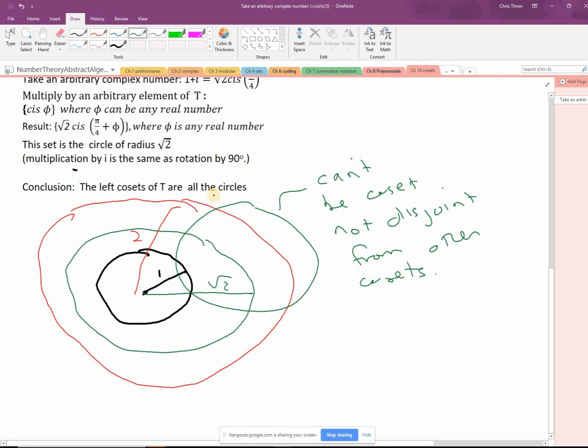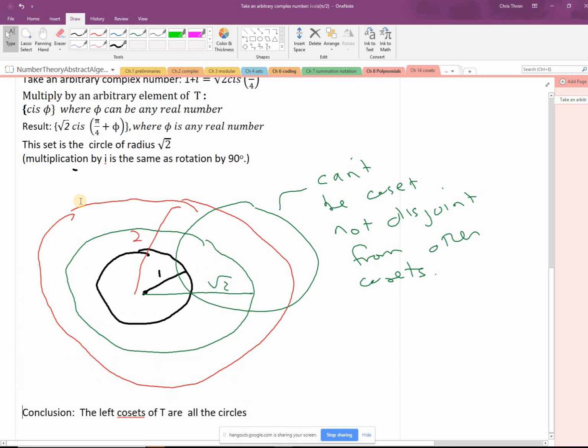Can't possibly be a coset. All right, so I need to finish this statement here, which I haven't finished yet. I'll have to move it down. Now, what about the circles? It can't be any circle. All right, what did you say, Adam? Centered at 0. Okay. So all the circles are centered at 0.